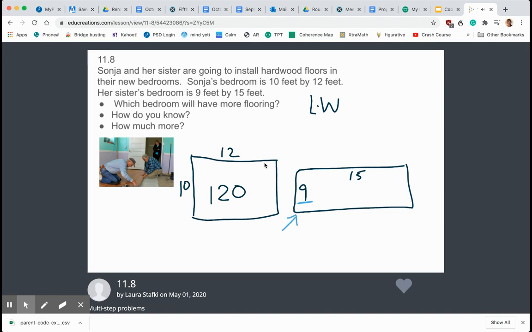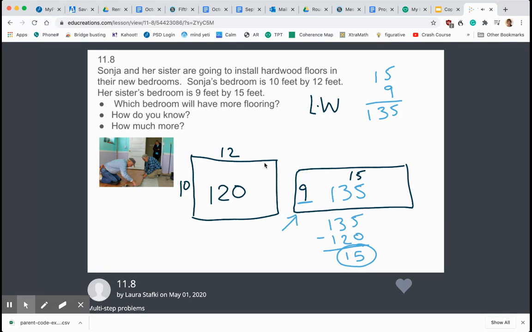If I'm trying to find the exact answer, I'm going to go 15 times 9, which is 135. 9 times 5, 9 times 1. So this would be 135 square feet. Now the next problem of how much more, that's just a simple subtraction problem. I'm going to take 135 and subtract 120 from it. And it's 15 square feet more.